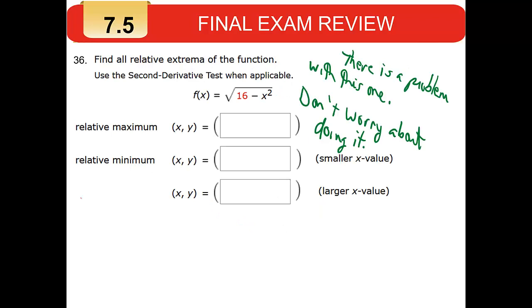There's a problem with this problem. I would say just ignore this. You're not going to see this flawed problem on the final.